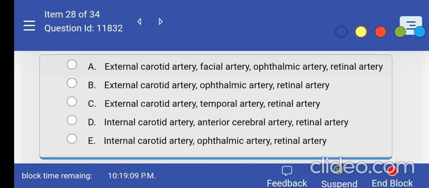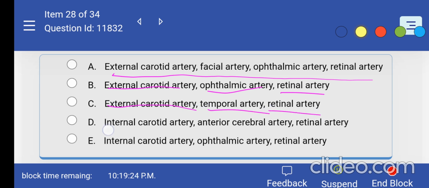Option A, external carotid artery, facial artery, ophthalmic artery, retinal artery. Option B, external carotid artery, ophthalmic artery, retinal artery. Option C, external carotid artery, temporal artery, retinal artery. Option D, internal carotid artery, anterior cerebral artery, retinal artery. Option E, internal carotid artery, ophthalmic artery, retinal artery. Pause it and give the answer.